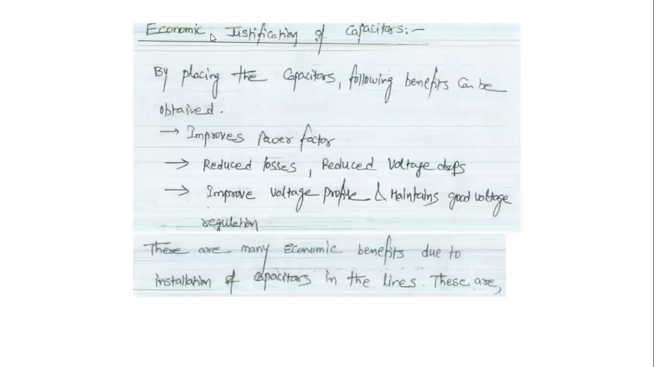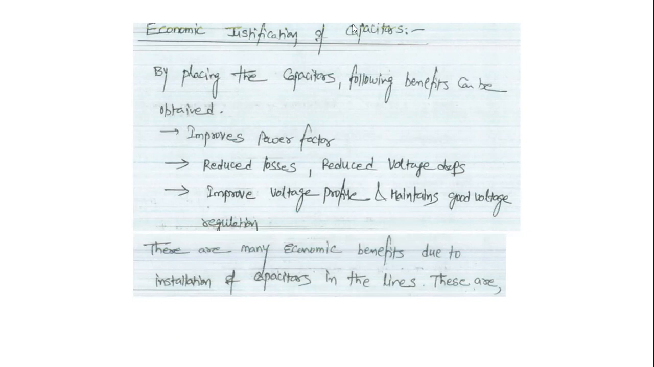Next, what is the economic justification of that capacitor? How is the economic justification given for the capacitors? By installing capacitors, the benefits that can be obtained are: we can improve the power factor, reduce the losses, reduce the voltage drops, improve the voltage profile, and maintain good voltage regulation. These are the many economic benefits due to the installation of capacitors into the line.